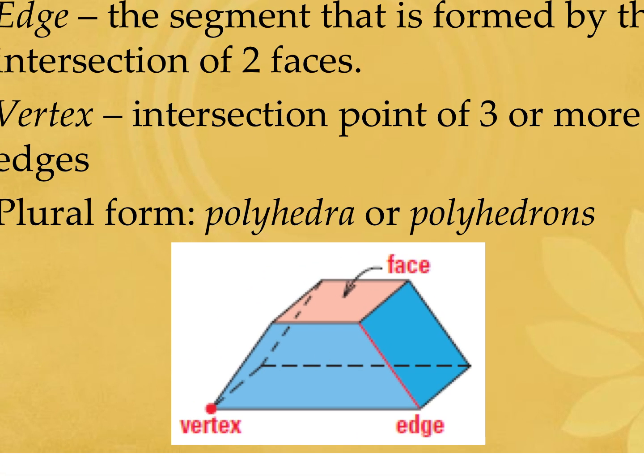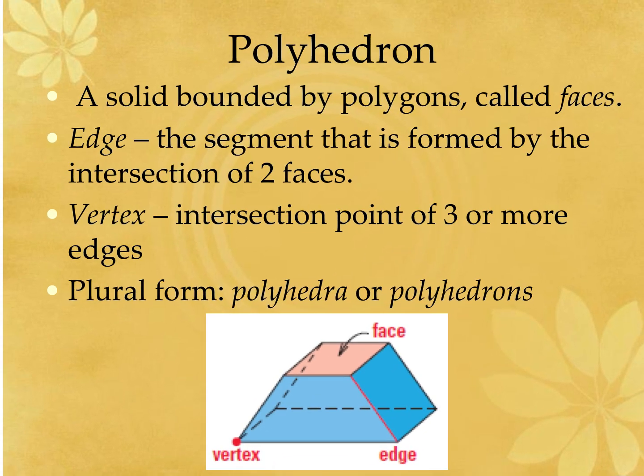I have 1, 2, 3, 4, 5, 6 faces on this diagram. Did I count it right? 1, 2, 3, 4, 5, 6. Yes, I have 6 faces here. Okay, those are my faces.